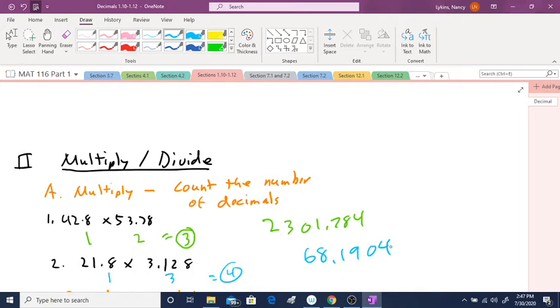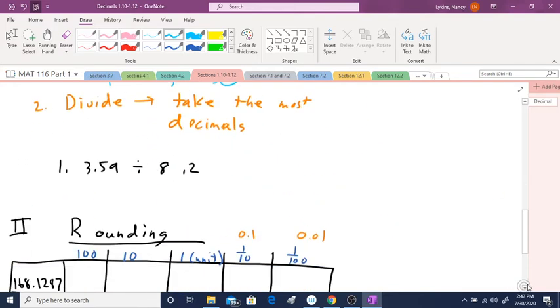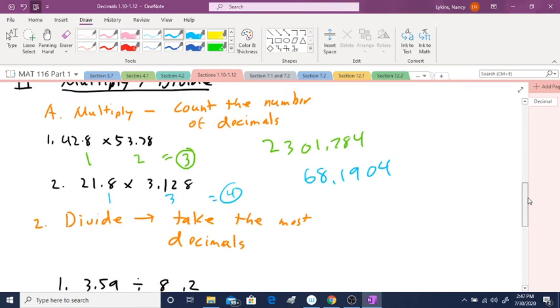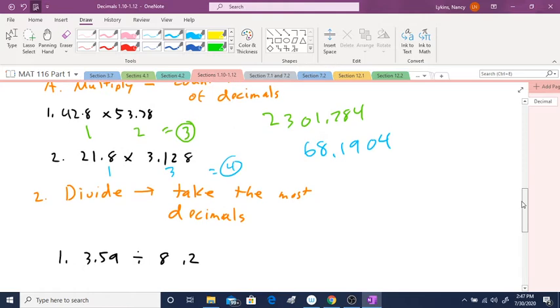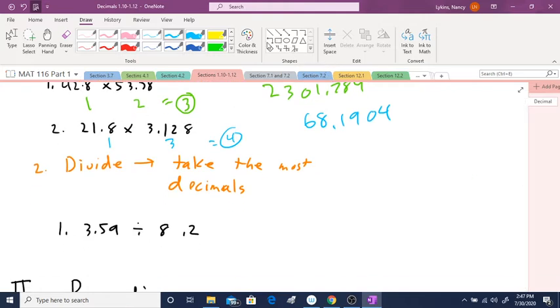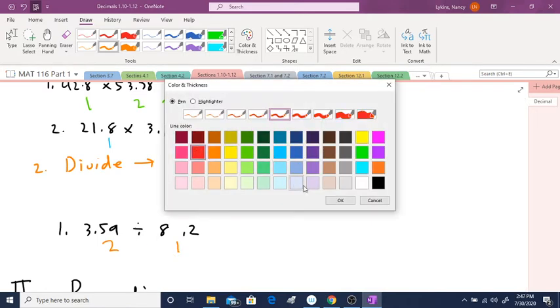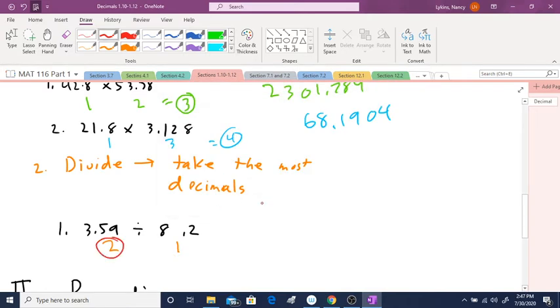Next, division. Division, you take the most decimals. So instead of counting them, you would take the one with the most decimals. So if I look at the first one, I've got 5.9, which has 1 decimal after the point. 8.2, I have 1. So that means my answer is going to have the greatest one. It's 2. So when I divide this, I should get 0.44. That's my decimal. I've got 2 decimal spots.